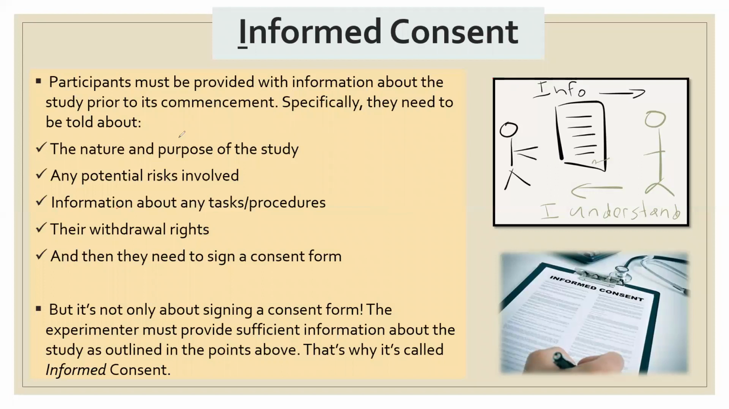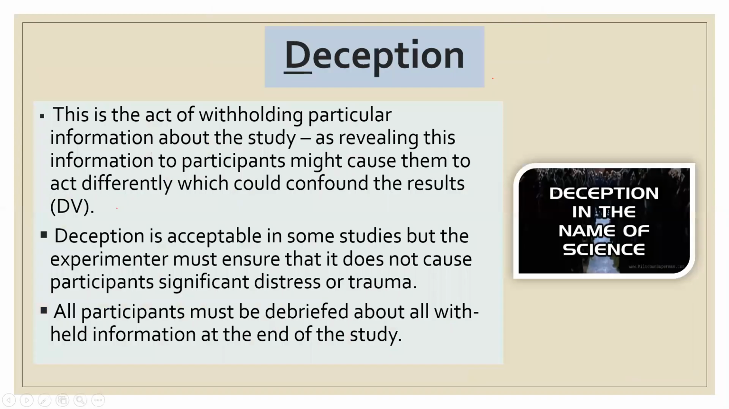Alrighty. The next thing is deception. So deception is when we deceive participants, and how we deceive them is we withhold particular information about the study. Now, not every study uses deception, okay? But if you're doing a study where the participant shouldn't know something about that study, or shouldn't be able to come to some expectation about that study, then yeah, you can actually deceive them.